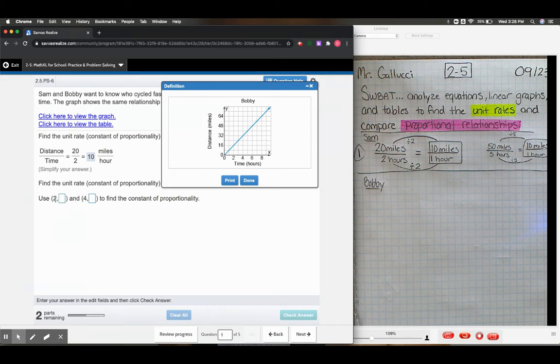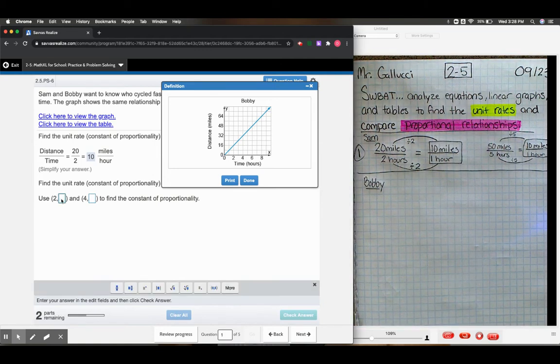So I'm going to look for 2 hours. It looks like Bobby biked 16 miles. 16 miles. And they want us to also look at 4 hours, since 4 comes first. 4, it looks like Bobby went 32 miles.